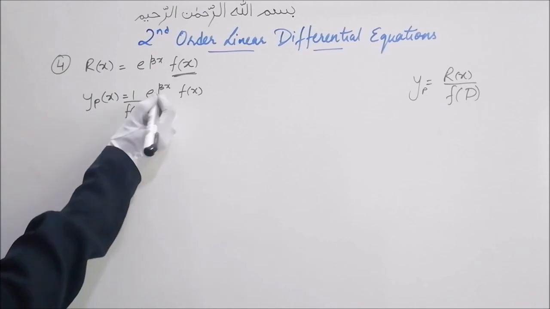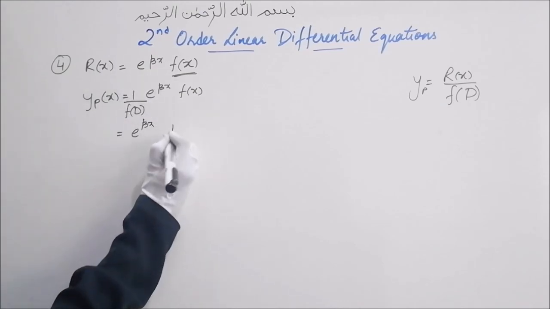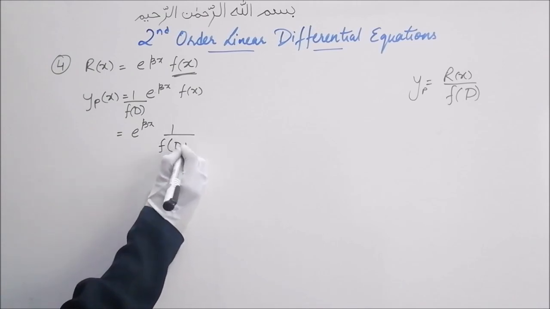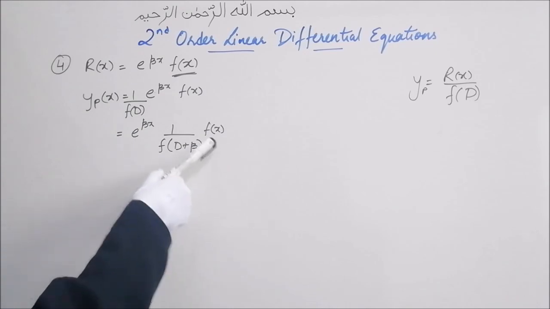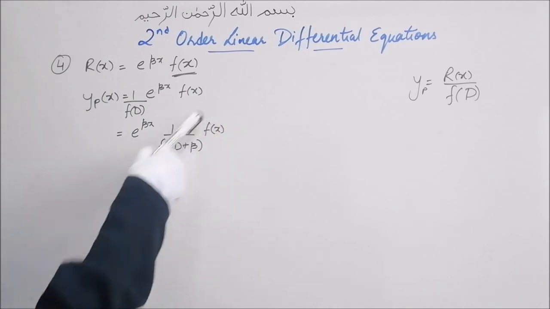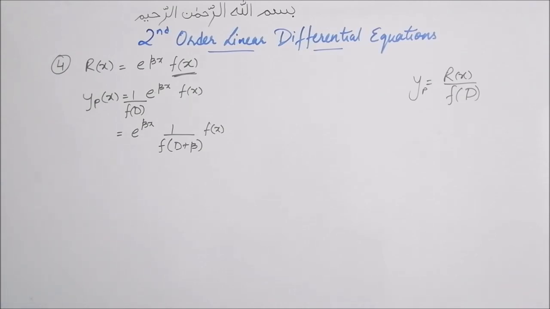Now what we will do is take this term out. We'll have e^(beta x) as it is, but then we will consider this to be D plus beta, and then we'll have f(x). Now we'll consider this term, and depending on the type of f(x), whether it is a polynomial or cos or sine, we will solve it as we have solved things in the previous cases.